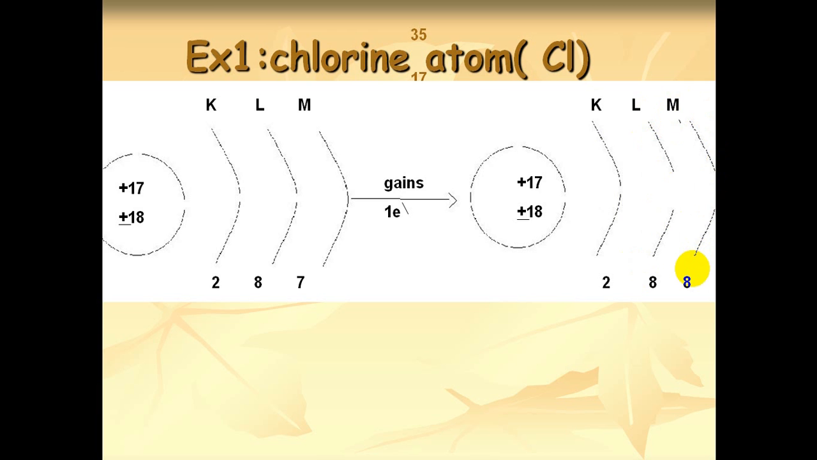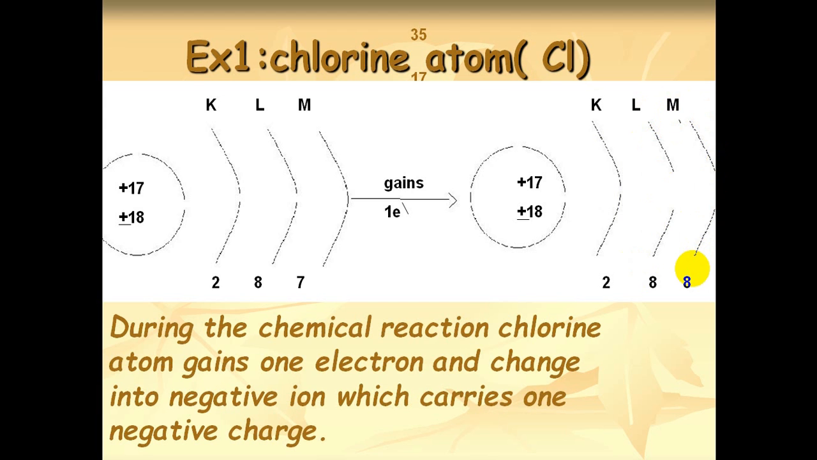So in this case, during the chemical reaction, the chlorine atom gains 1 electron and changes into a negative ion, which carries 1 negative charge. Here, after gaining 1 electron, we have 1 more electron. We have 18 electrons with negative charge and 17 protons with positive charge. So which one is more? Yes, the electrons are more, so the overall charge here is negative 1.